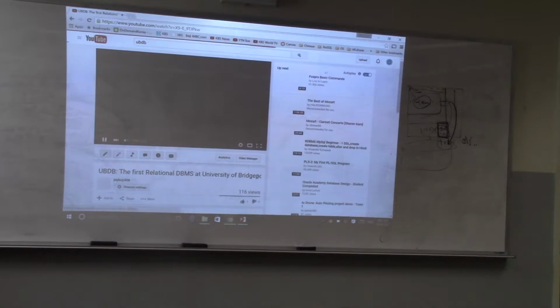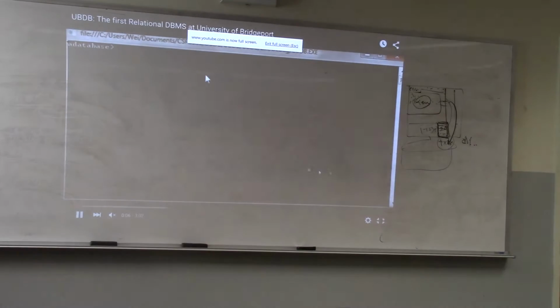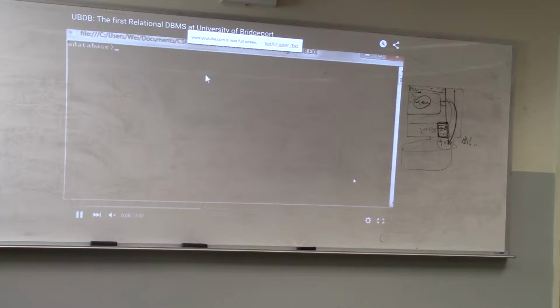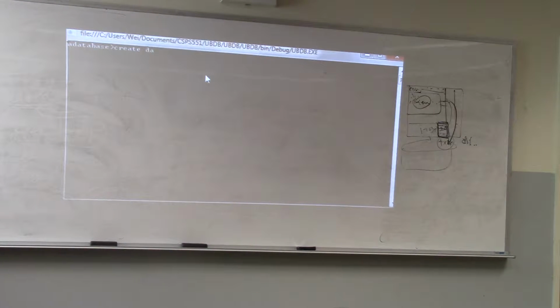This is actually the DBMS that we developed in this class several years ago. Is this storage the same as this scheduler? No, this is a different data structure, which we are going to discuss today.